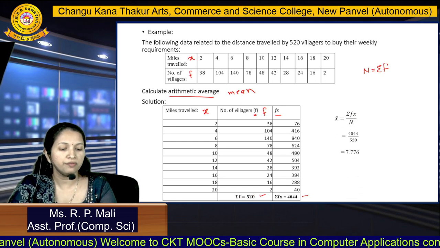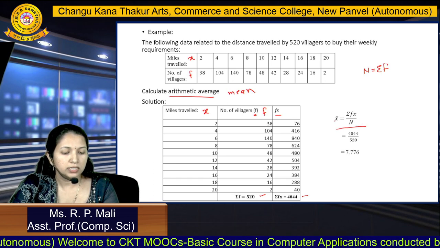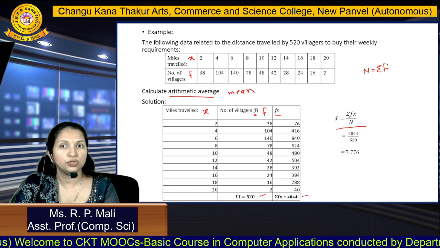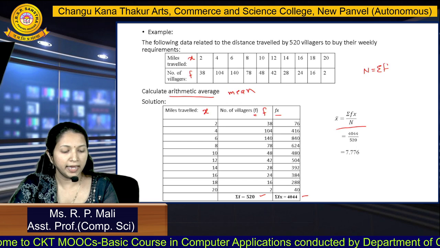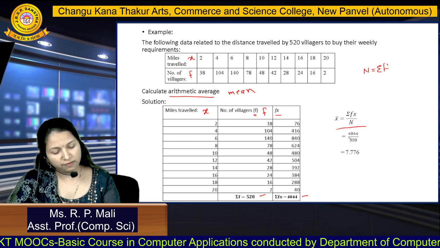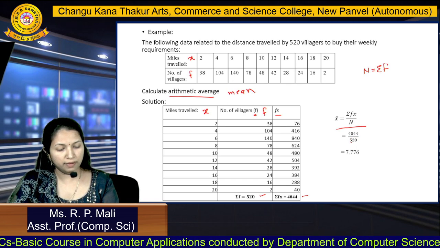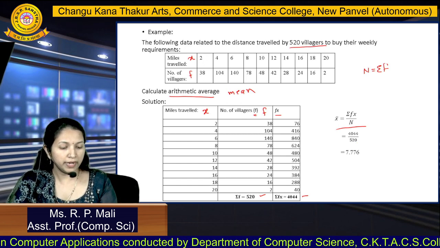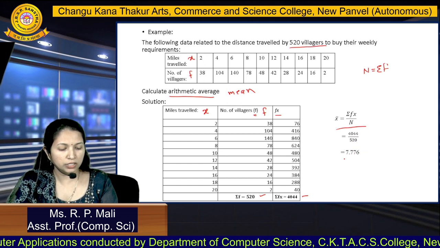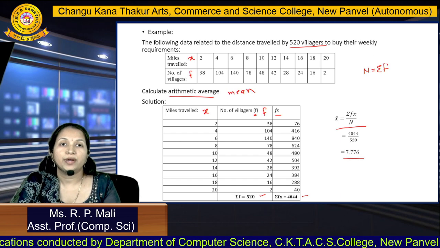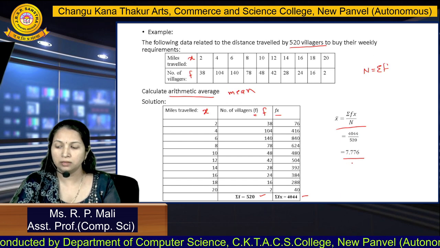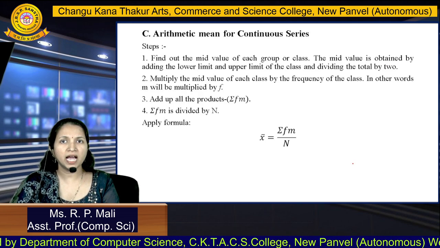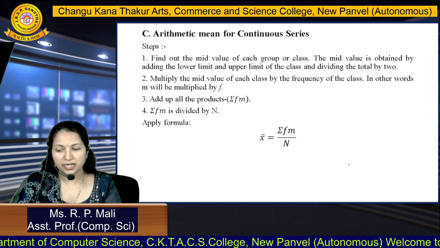Again, we're going to put the formula. Your formula is what? X bar is equal to summation of fx divided by n. So your summation of fx is what? 4044 divided by 520, because there are 520 villagers, right? After the calculation, you'll get the answer as what? 7.776. Okay, then we have the arithmetic mean for a continuous series.